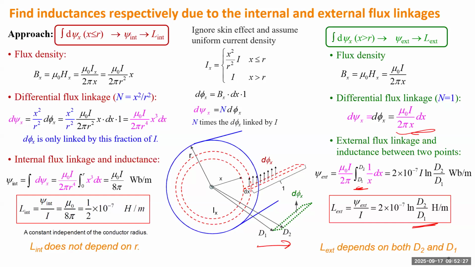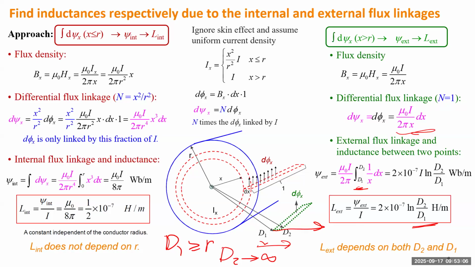So if D1 is the same but your D2 is increased, you will make this rectangle area bigger. You will include more flux, so the inductance will increase. Okay, so what is the smallest value of D1? The D1 will be here, right, at R. So D1 is always bigger than or equal to R. And D2 can go to infinity.